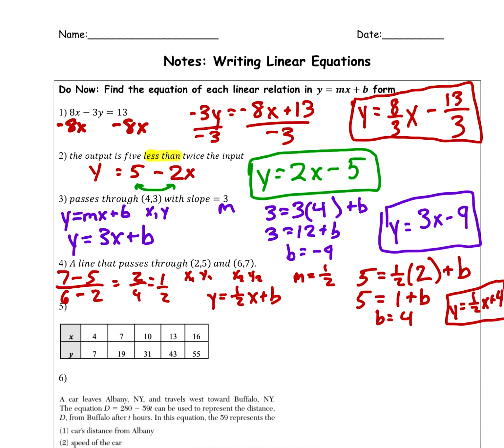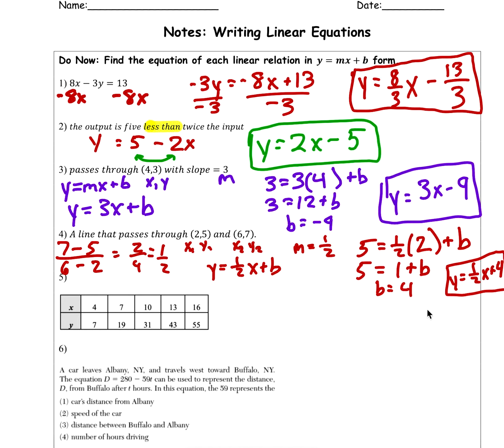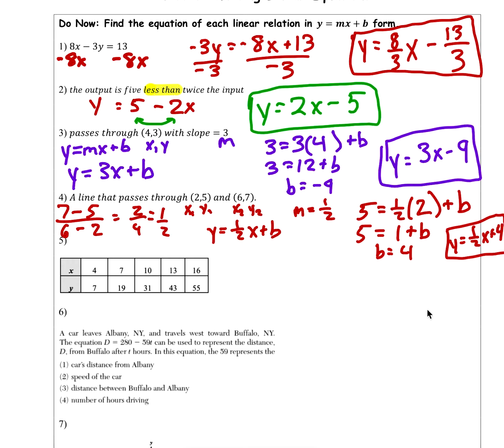So looking at number 5, scroll down a little bit. 5 is a table. There are a couple of different ways to go about this. We have 5 different points, but we only need 2 points. So what you could do is the same exact thing as we did above: just choose the 2 nicest points, I think the lower numbers. So just choose these 2 points.